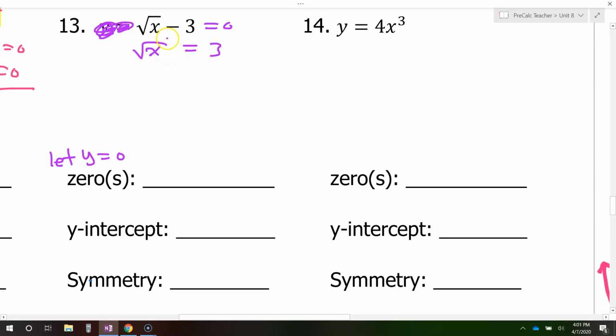How do I get rid of this radical? I'm going to square both sides. So that's going to give me x equals 9. So I only have one 0, and it is 9.